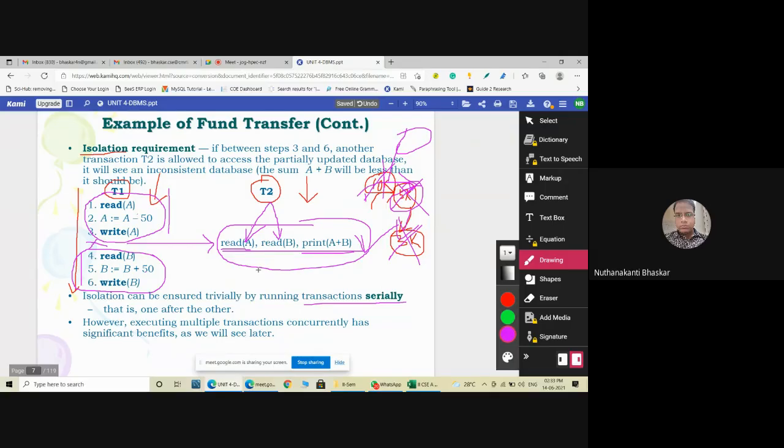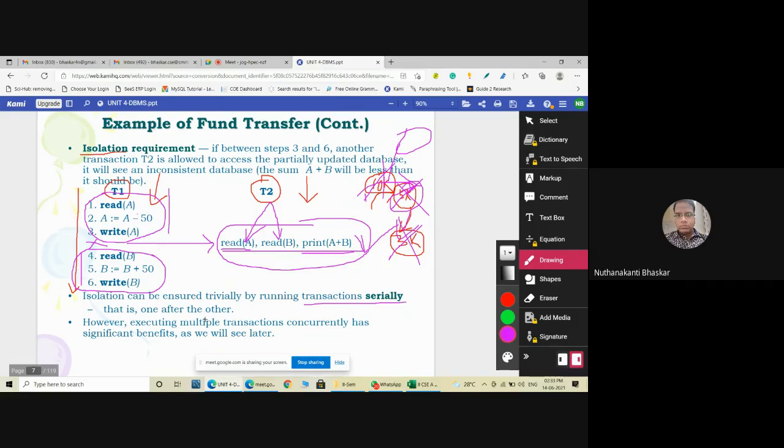Yes, sir. Here one problem is there. This is isolation and consistency. But nowadays we are working on concurrent execution, not serial execution, because everyone needs to do multiple transactions. We are doing multiple things at a time.